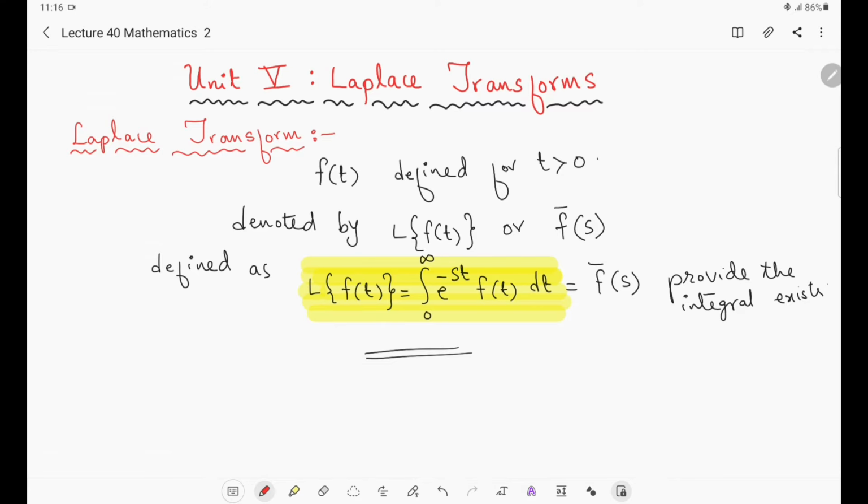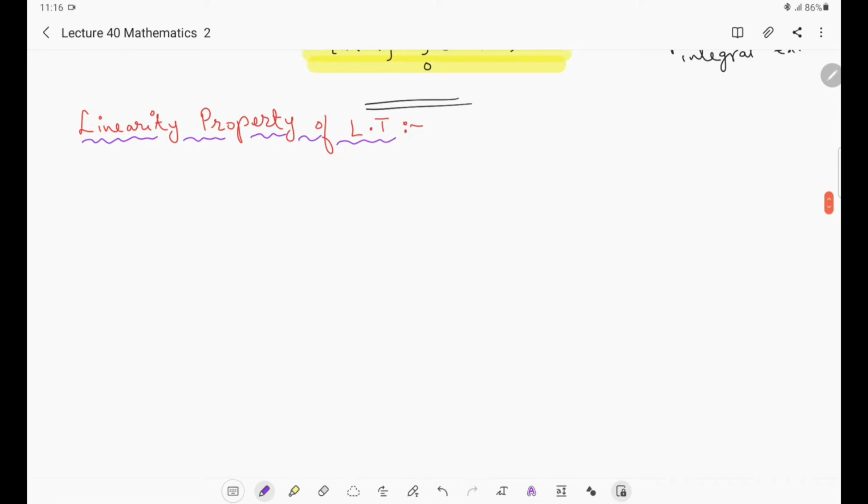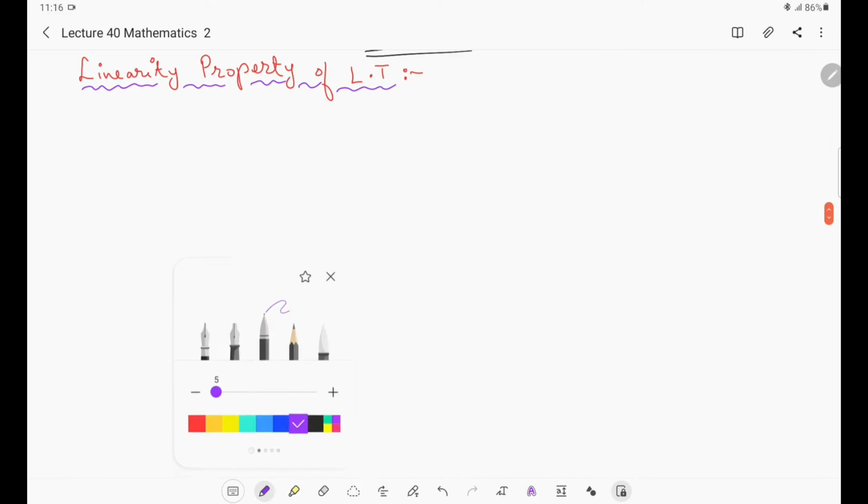Now we will see a property of Laplace transform called the linearity property of Laplace transforms. LT means, from now onwards I will be writing LT, which means Laplace transform. So now we are going to see the linearity property of Laplace transform. Let us see what it says.